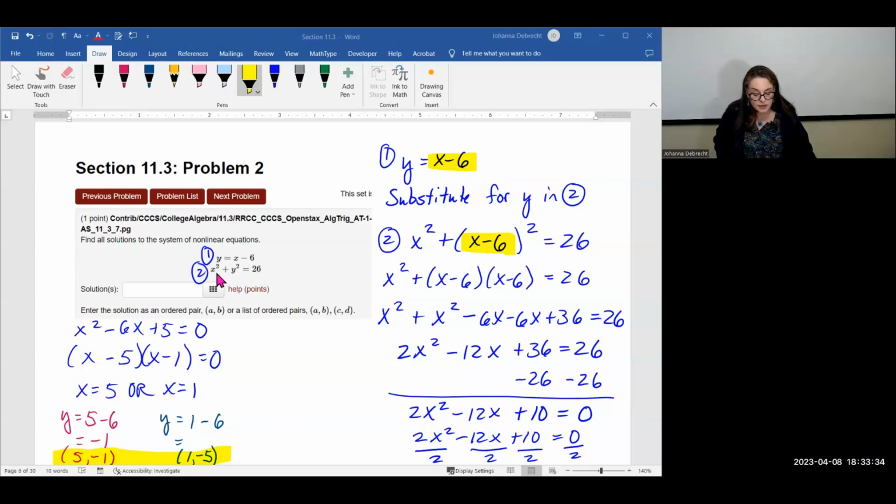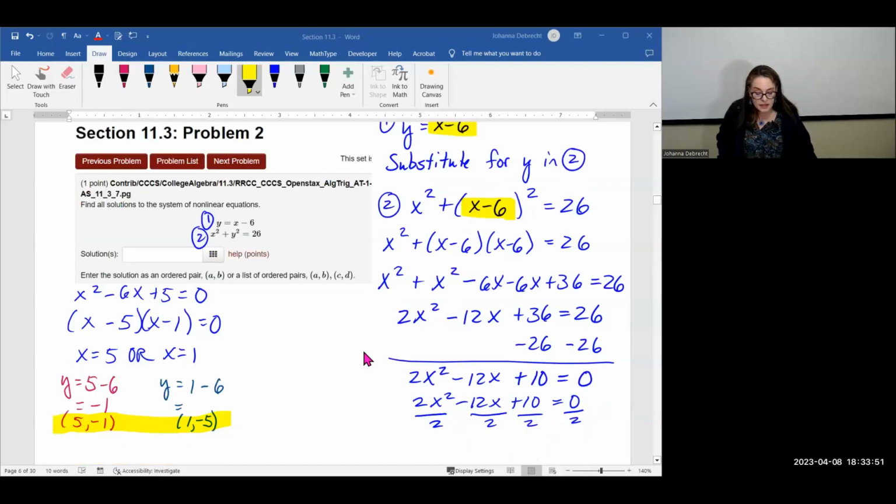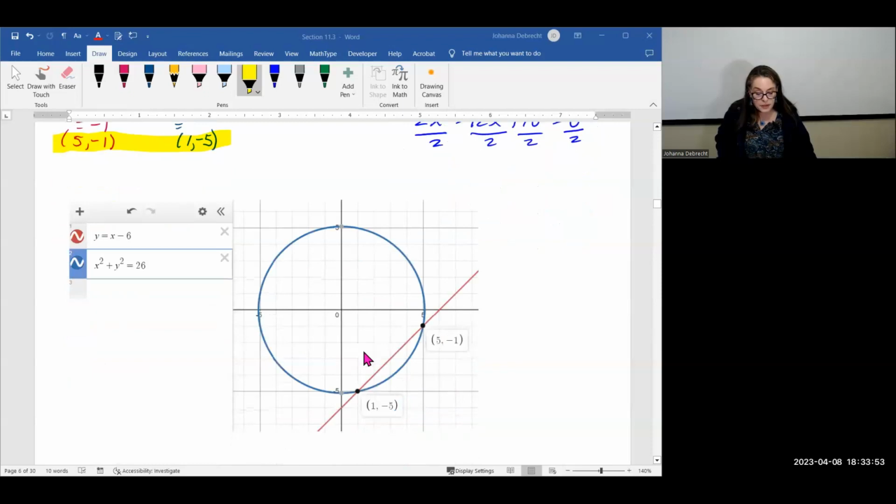Now, when we're looking at this, x squared plus y squared equal to a constant is a circle. The radius of this circle will be the square root of 26. Y equal x minus 6 is a line, slope 1, crossing the y-axis at -6. Let's now look at the graph so we can verify that our solutions are the 2 places where the line crosses the circle.